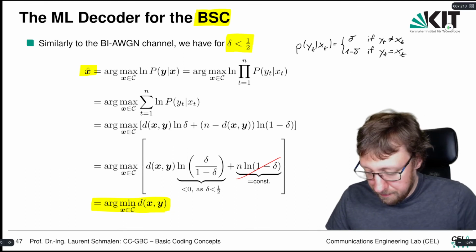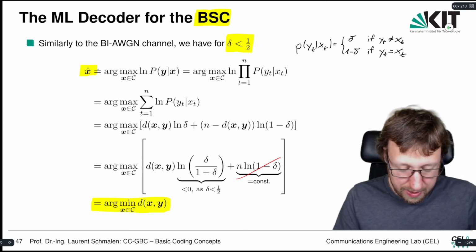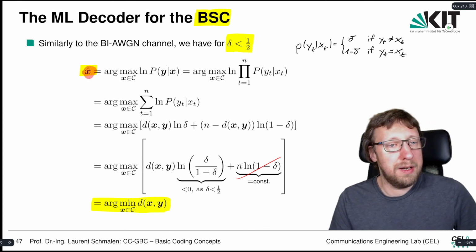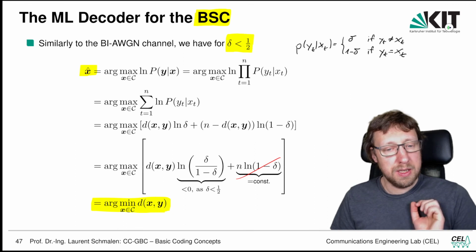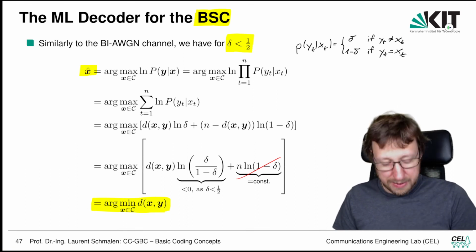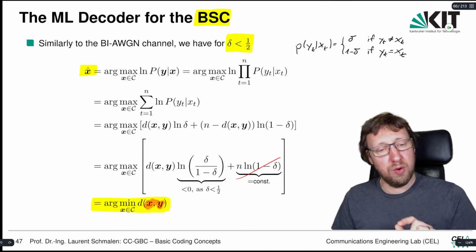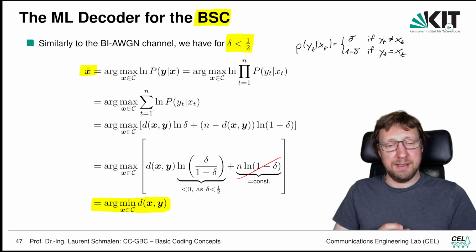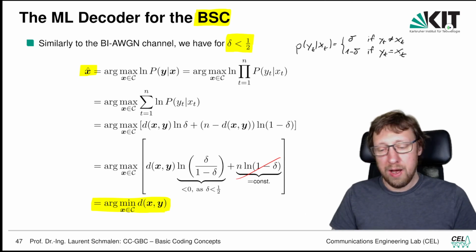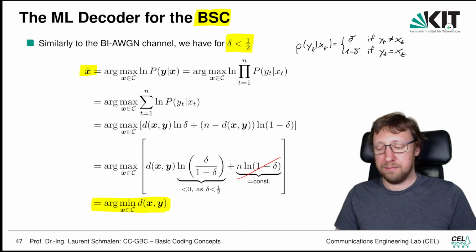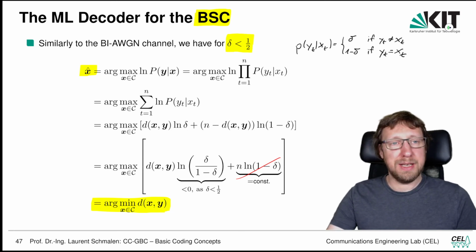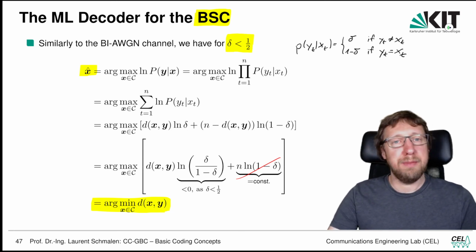And we have this very nice decoder, very simple decoder. So we just look at the minimum distance of our received word to every code word, and we pick this one code word that minimizes this distance. And then we are done with decoding. That's the maximum likelihood decoder for the binary symmetric channel.